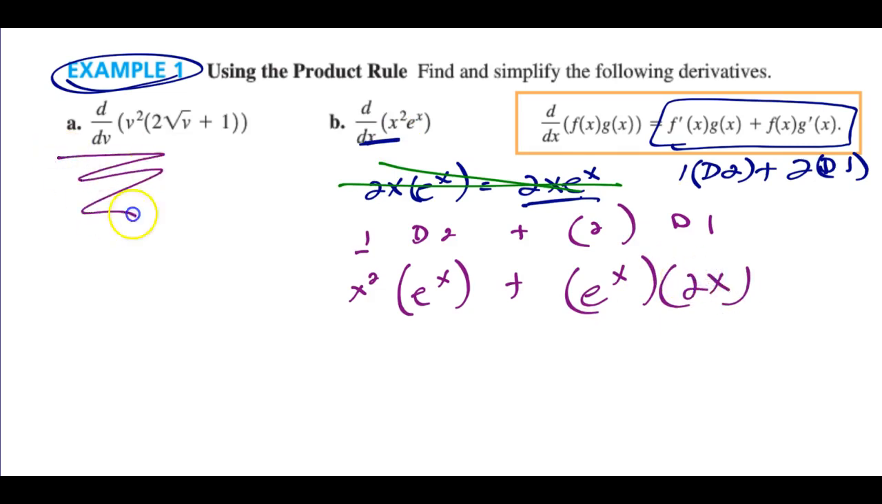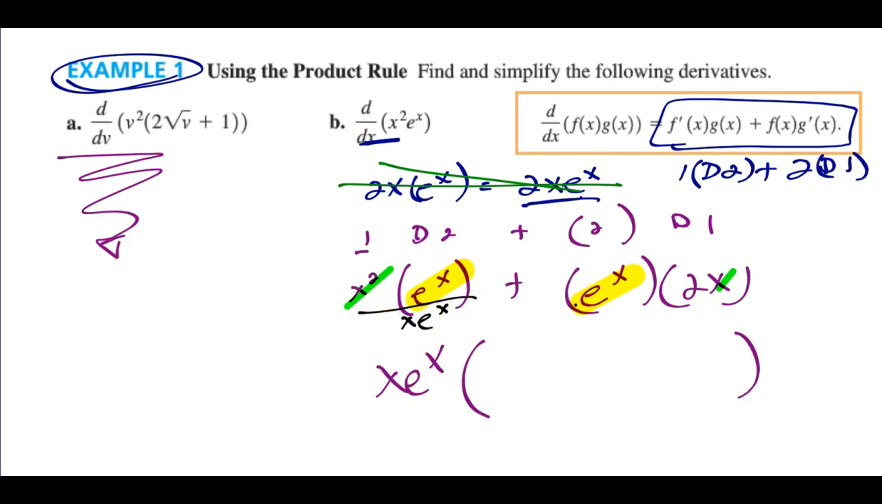And as I was explaining in part A from the previous video, the simplified version is always the factored form. So it looks like I can pull out an e to the x because that's common, but it also looks like I might have an x that's common. So I'm going to pull out an x e to the x, which literally just means divide each term by x e to the x. And that leaves me with x plus, oh my gosh, I got a 2 left, and that's about it. x plus 2.